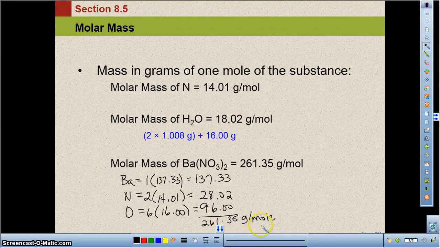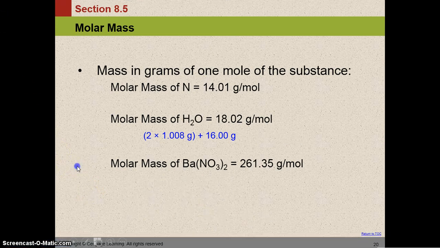So if I have 1 mole of barium nitrate, it's going to weigh 261.35 grams, which is everything that's included in it added together. Just like with the water, that is 18 grams for 1 mole of water, and nitrogen by itself 14.01 grams per mole. So doing the molar mass is a really, really simple procedure, but it's one that you have to show all of your work to get the credit for, and we have to have a reason behind it. So let's go on and look and see why we need to know about molar mass.